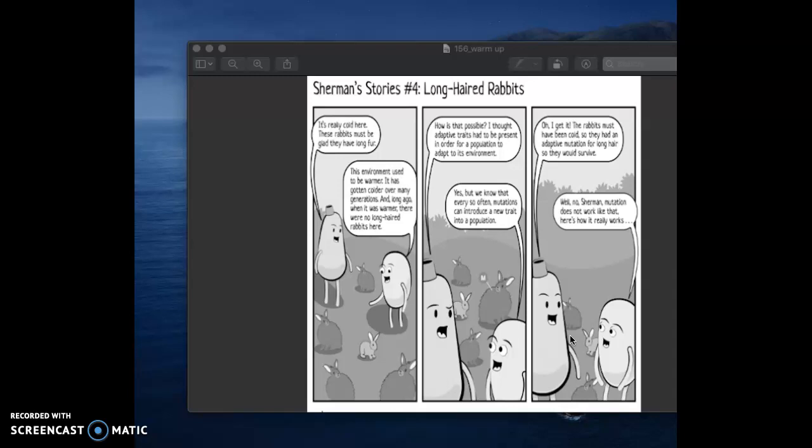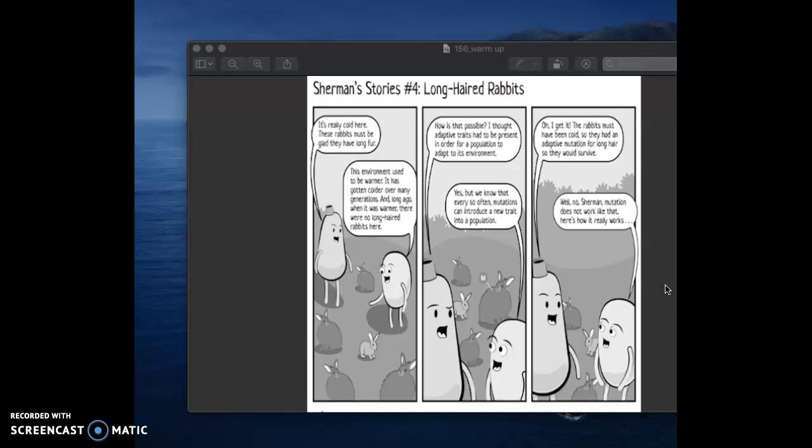And then Penny says, "Well, no, Sherman, mutation does not work like that. Here's how it really works." What Sherman is saying here is that these rabbits were cold, so they chose to have a mutation happen in their DNA for long fur. And what we know about mutation is that it is not a choice, it just happens randomly.